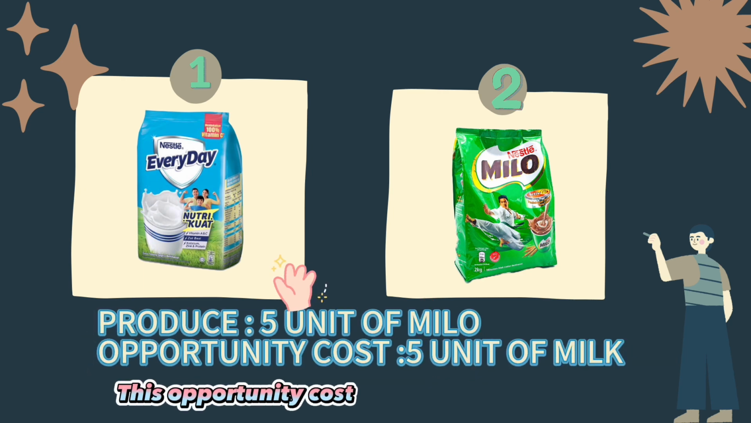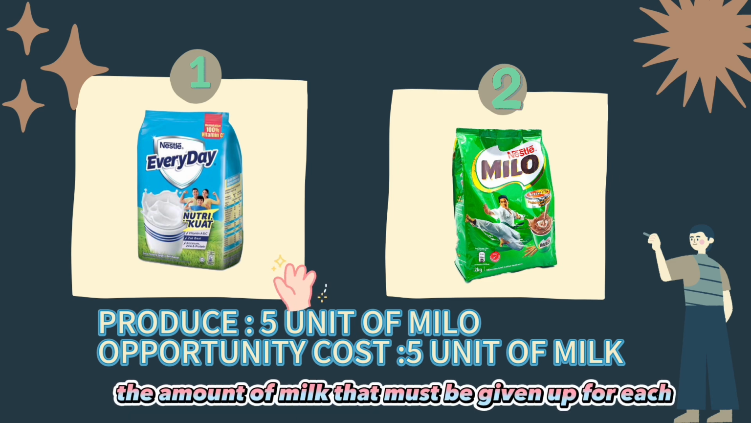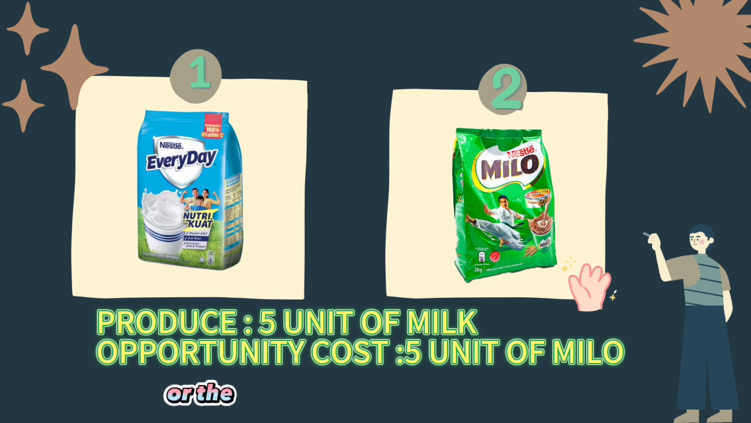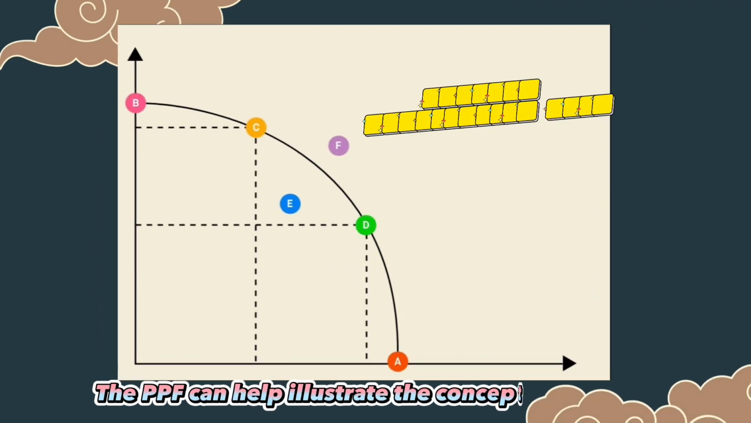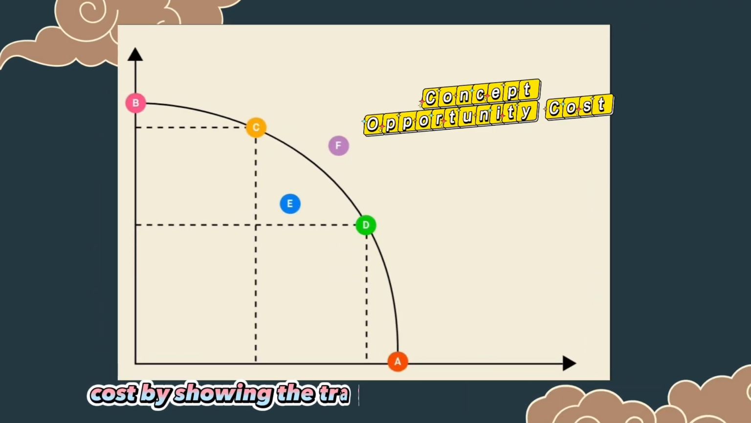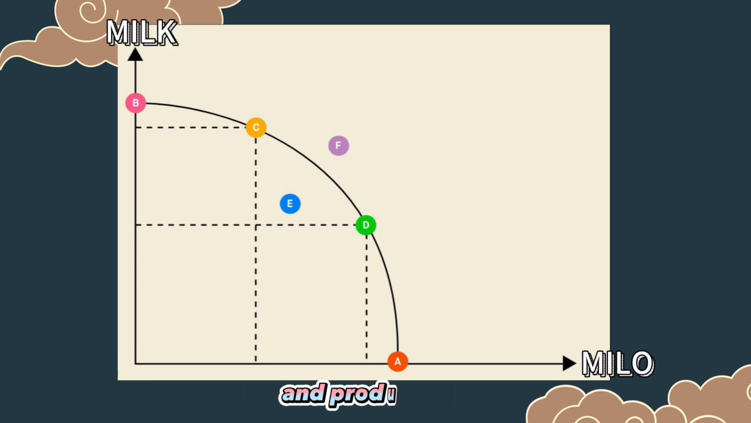This opportunity cost can be measured in terms of the amount of milk that must be given up for each unit of Milo produced, or the amount of Milo that must be given up for each unit of milk produced. The PPF can help illustrate the concept of opportunity cost by showing the trade-off between producing milk and producing Milo.